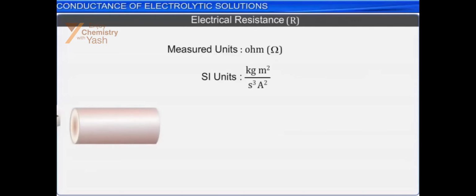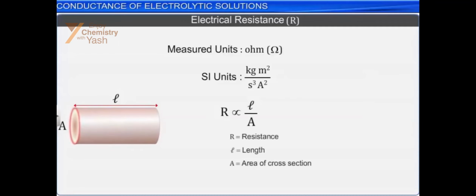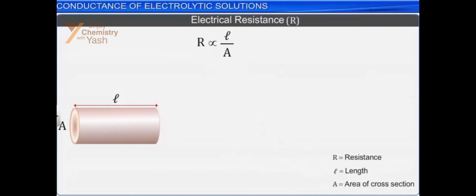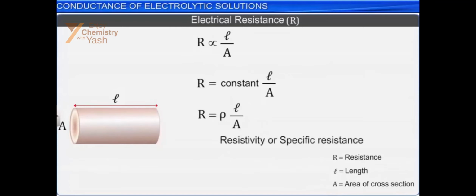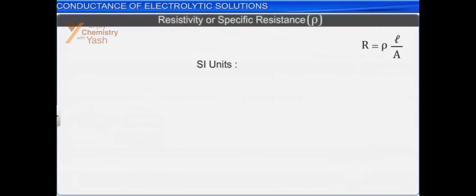The electrical resistance of any object is directly proportional to its length, L, and inversely proportional to its cross-sectional area, A. We need a proportionality constant to turn this proportionality into equality. This proportionality constant is called resistivity or specific resistance and is represented by the Greek letter ρ. The SI unit for resistivity is ohm meter. Quite often, its submultiple, ohm centimeter, is also used.